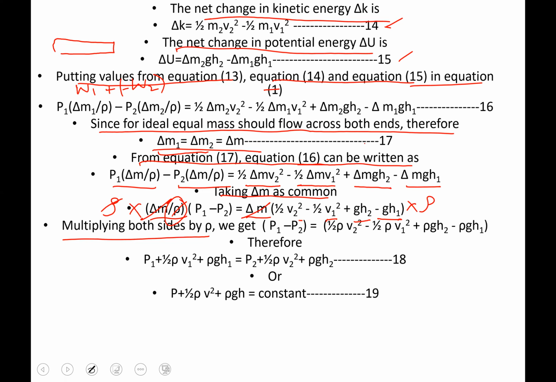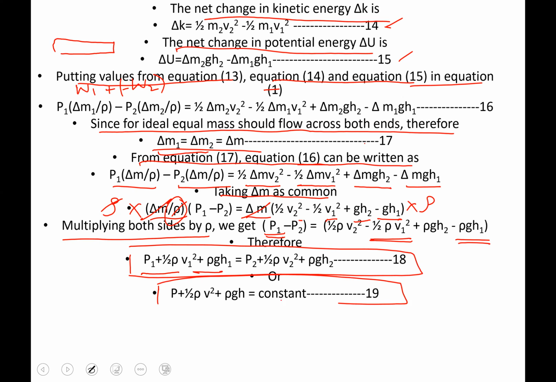Therefore, now we can rewrite it. Taking all the upper pipe values on one side, that is P1, half rho V1 square and rho G H1, let's say on the left hand side, and all the values of 2 on the other side. What do we get? P1 plus half rho V1 square plus rho G H1 will be equal to P2 plus half rho V2 square plus rho G H2. Now this equation basically represents Bernoulli's equation. We can simply write it generally as P plus 1 over 2 rho V square plus rho G H is equal to a constant value.